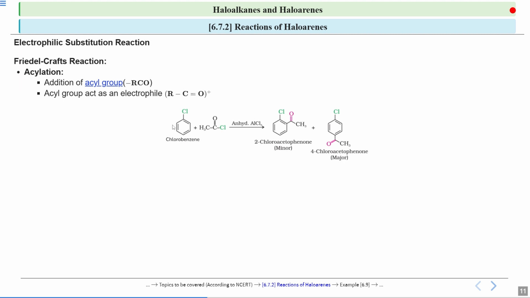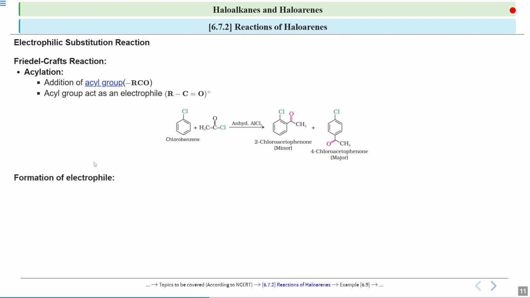So we have chlorobenzene, and when it reacts with CH3COCl in the presence of anhydrous AlCl3, you get the minor product 2-chloroacetophenone and the major product 4-chloroacetophenone. Of this mixture of products, one is major because the para substituted product is more symmetric, and the minor one is the ortho substituted product, which has comparatively more steric hindrance. Here in RCO, R is the methyl group, so RC double bond O positive acts as an electrophile and attacks the ortho and para positions of the haloarene.